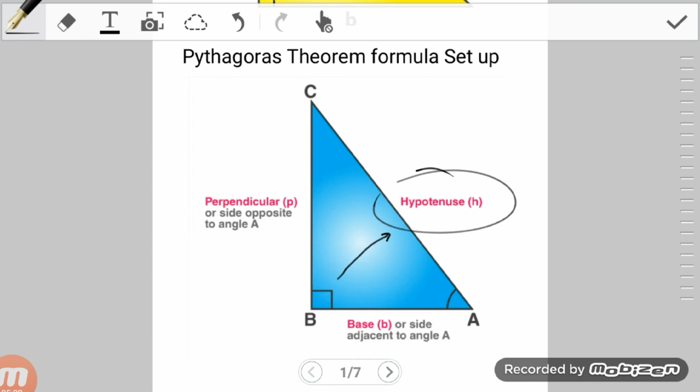Whenever you're doing questions where the orientation of the diagram has been changed, one side that you should never forget is the hypotenuse. It always faces the 90-degree angle. Now, the other two sides are known as the perpendicular and the base side.